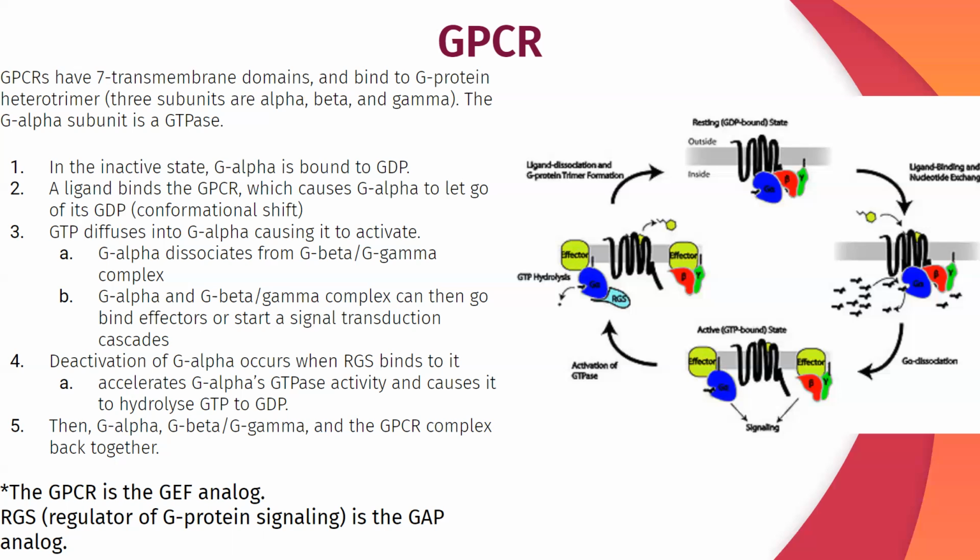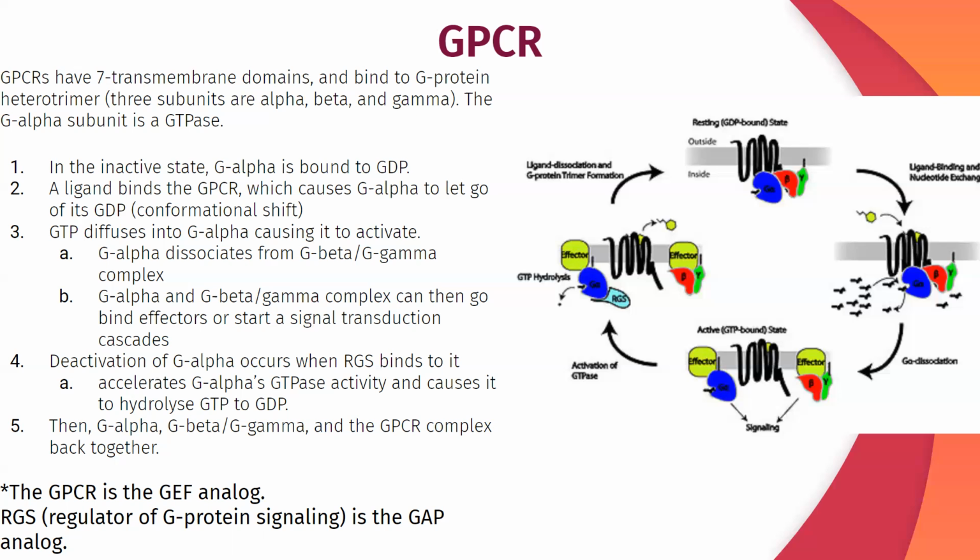And so basically at the end of the day, once the signaling needs to cease, deactivation of G alpha is going to occur when RGS binds to it. This increases G alpha's GTPase activity, making hydrolysis faster. Its GTP bound state will then become a GDP bound state post hydrolysis. Once inactive, G alpha is able to diffuse back towards the gamma beta complex and reform the heterotrimer.